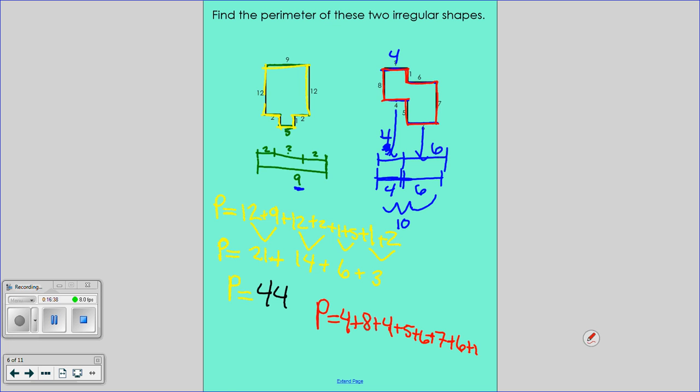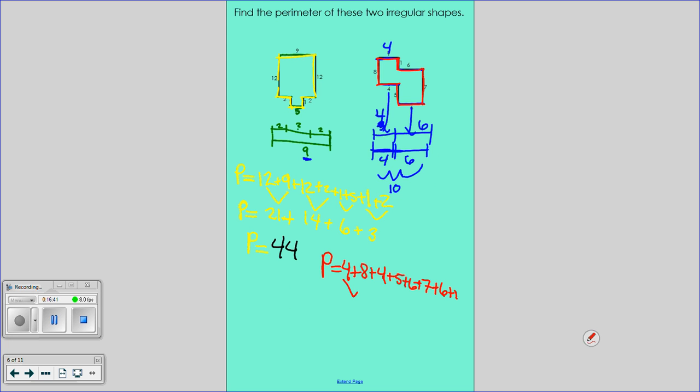Alright, let's try and combine some numbers, make this math a little easier for us. Let's do 4 plus 8. 4 plus 8 is going to be what? Grace? 12. Okay, how about 4 plus 5? Dylan? 9. 6 plus 7? Mason? 13. 6 plus 1? 7. Alright, we've gotten it down a little bit.